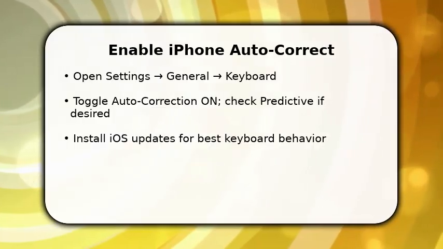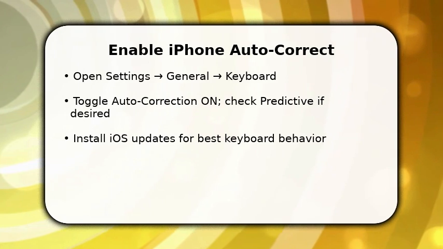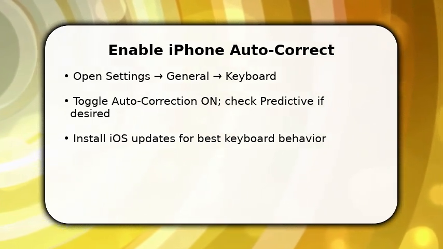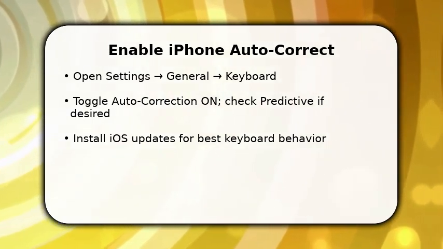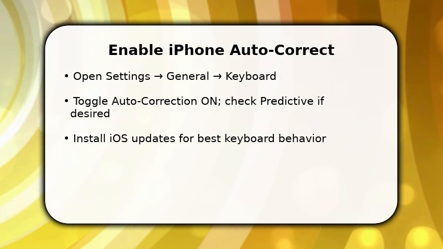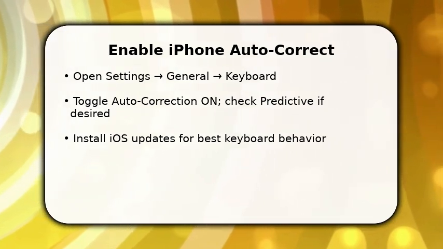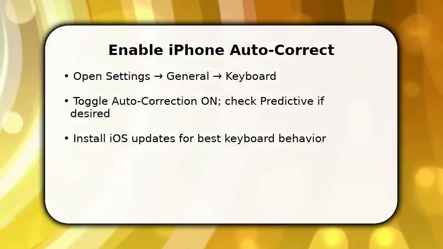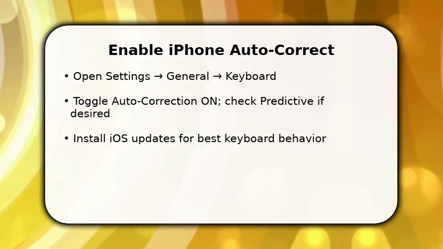Start by turning on the iPhone's built-in autocorrect, so WhatsApp uses system corrections. You'll open Settings, tap General, then Keyboard, flip autocorrection to On and enable Predictive if you want suggestions. Make sure your iOS is up to date so the keyboard has the latest fixes.